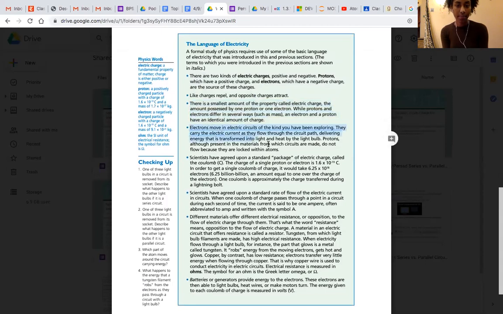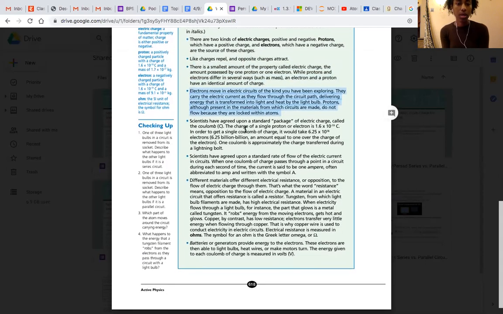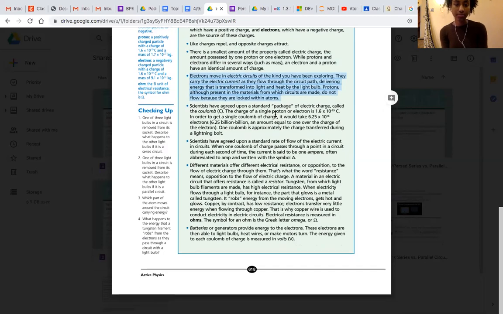Bullet point 4. Electrons move in electric circuits of the kind you have been exploring. They carry the electric current as they flow through the circuit path, delivering energy that is transformed into light and heat by the light bulb. Protons, although present in the materials from which circuits are made, do not flow because they are locked within atoms.